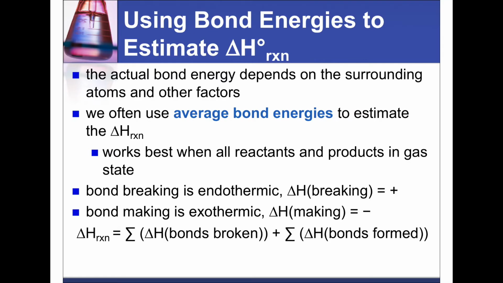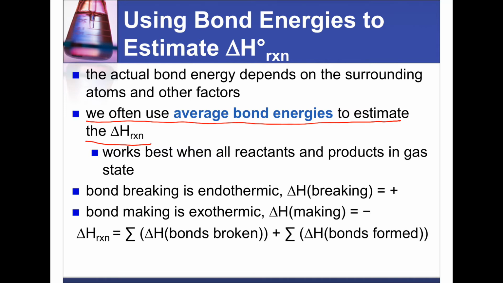So I'd like to start doing some problems with these numbers, and so we're going to use the average bond energies to estimate the delta H of a reaction. Now there's some things about this. It works best when the reactants and products are in the gaseous state, like the estimation is best, but it's a good estimation no matter what.